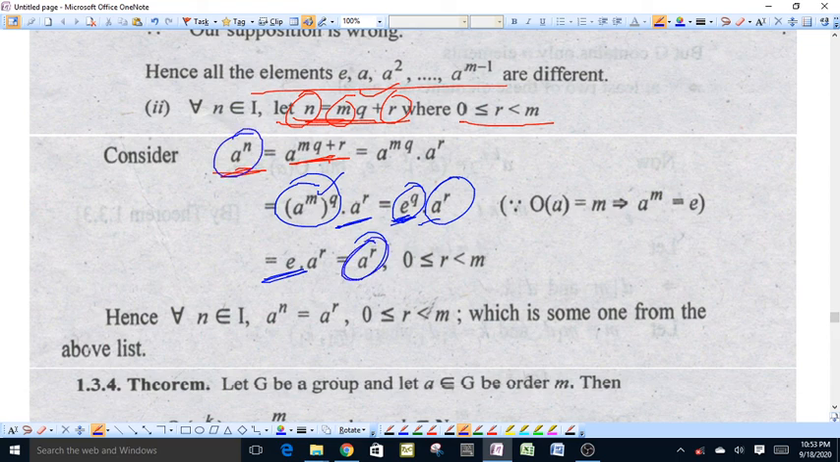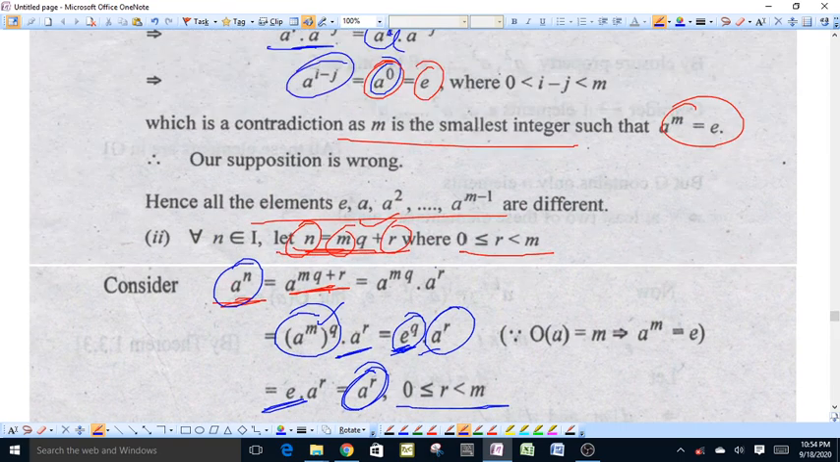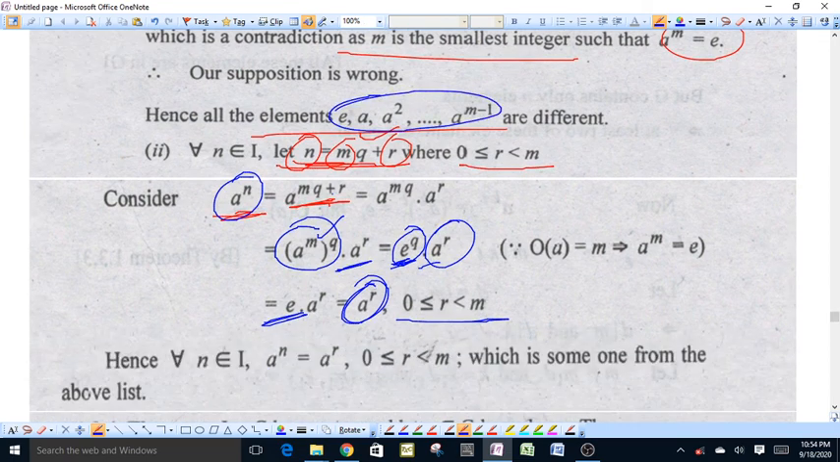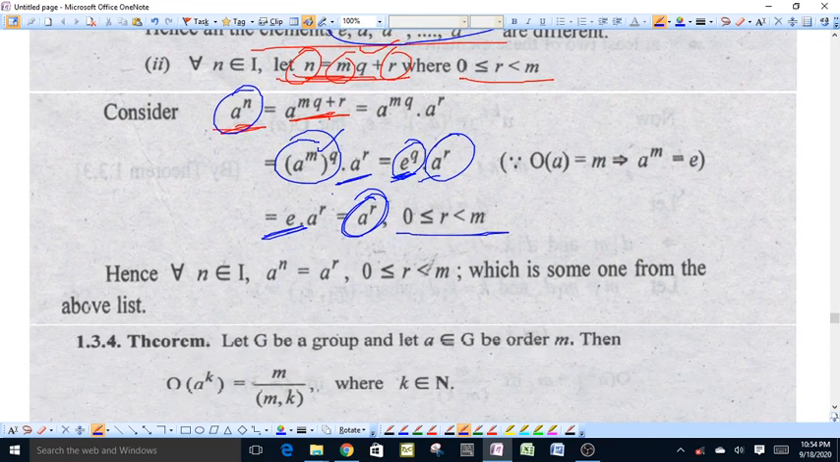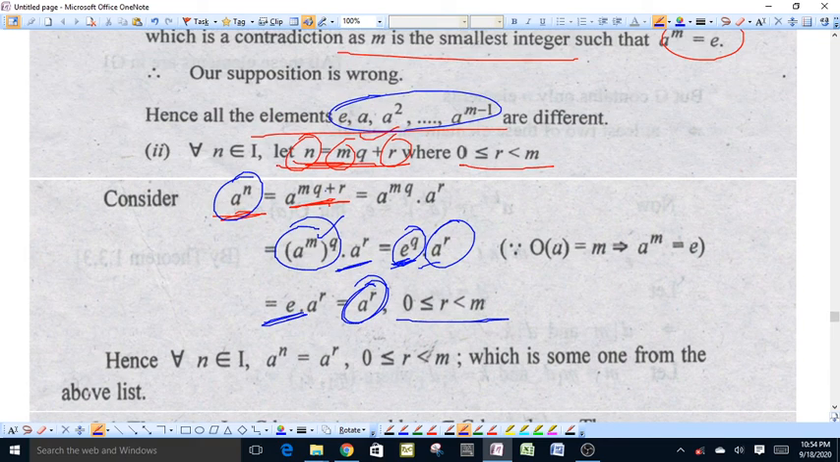But r lies between 0 and m minus 1. Therefore, a raised to power n will be an element from this list. That is, a raised to power n will not be a different element, but will be one of the elements from this list.